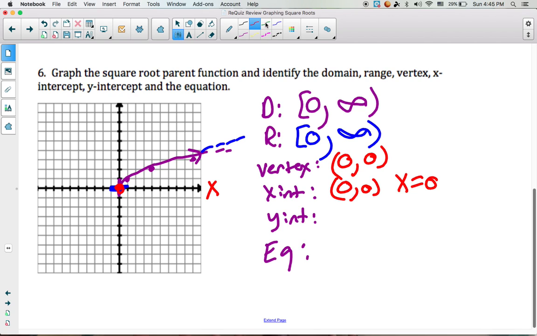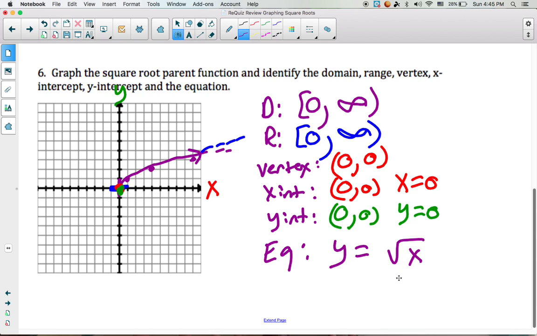For the y-intercept, it's where the graph crosses the y-axis. So here's the y-axis, and you just go down until you see where the graph is. It's right here at this point, which is, again, 0, 0. Or you could put y equals 0. And then the last thing is, what is the equation for the parent function? Well, that is the equation y equals square root of x.